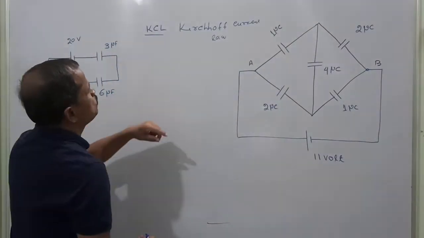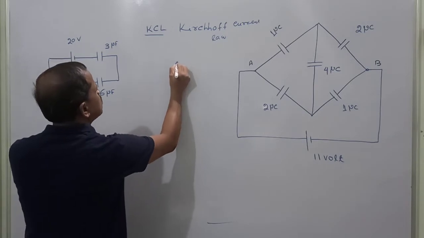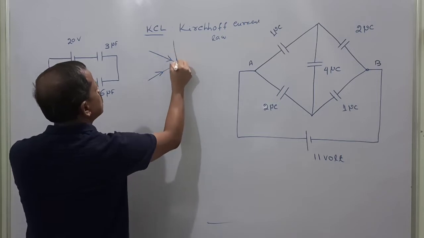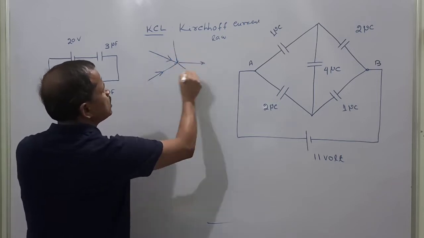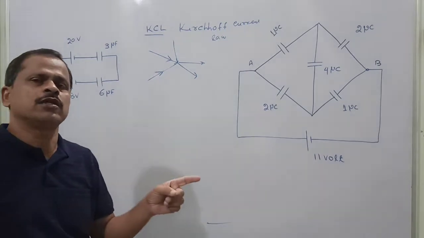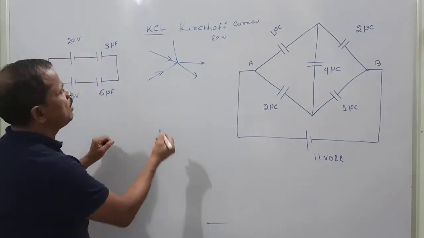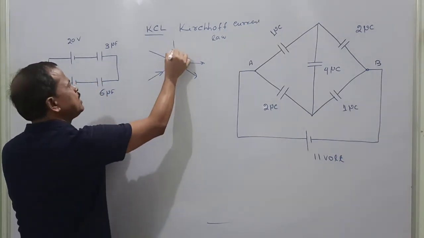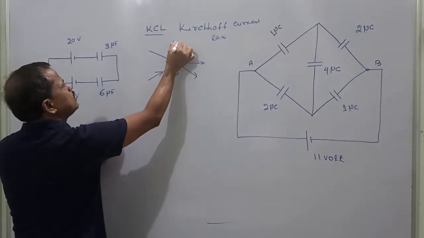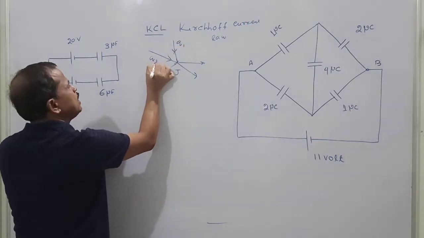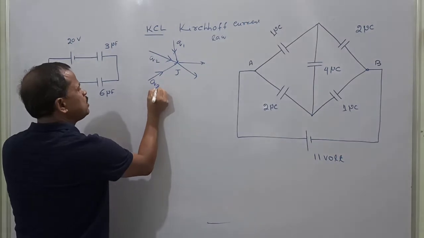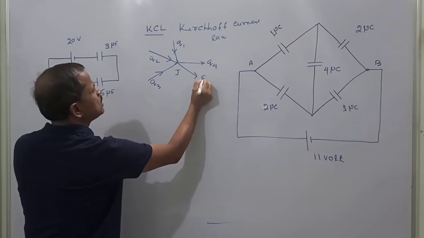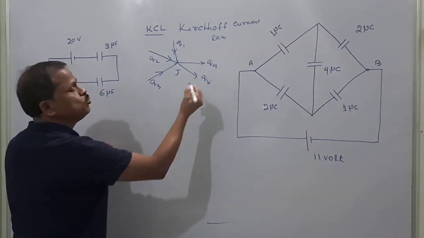So it is based on the principle of conservation of charge. To a junction, the number of charges coming must be equal to the number of charges going, because there is no accumulation of charges at a junction. If the name of the junction is J, the charge coming along this path is Q1, along this path is Q2, along this path to the junction is Q3, and the charge going away from the junction is Q4.